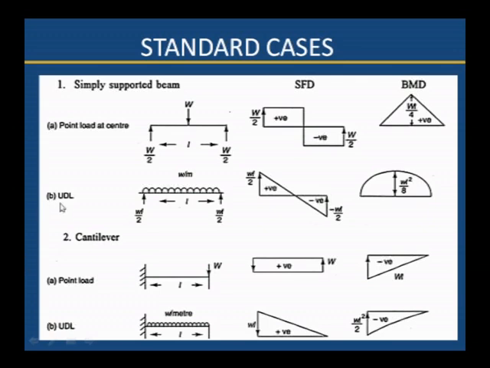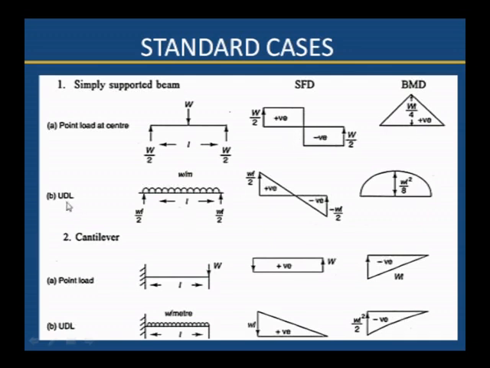These are the four cases what we have discussed now. Simply supported beam, point load at center, reaction is W by 2, W by 2. The shear force diagram will be like this, two rectangles, and the bending moment diagram is a triangle with the maximum bending moment WL by 4 occurring at the center.